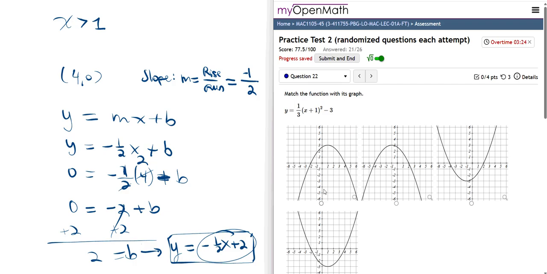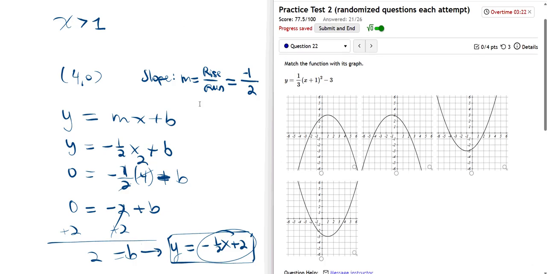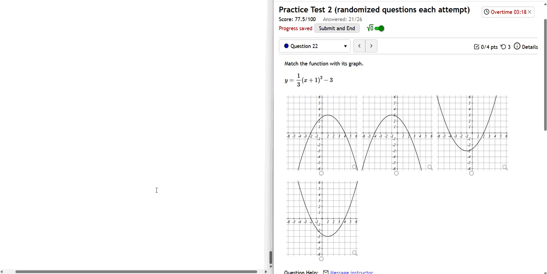All right, now we're matching the graph. Okay, a couple of things that I see. If it was a sad parabola, it would have a negative lead coefficient, and this one has a positive lead coefficient. So I'm only interested in these two options that look like upward-facing parabolas.